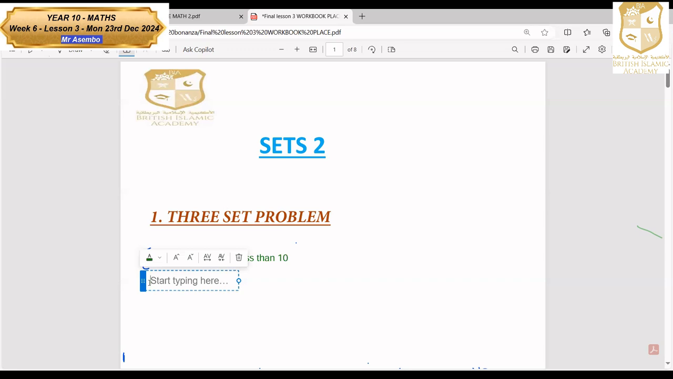And then set A equals the set of even numbers, and then set B equals the set of odd numbers, then set C equals the set of prime numbers.